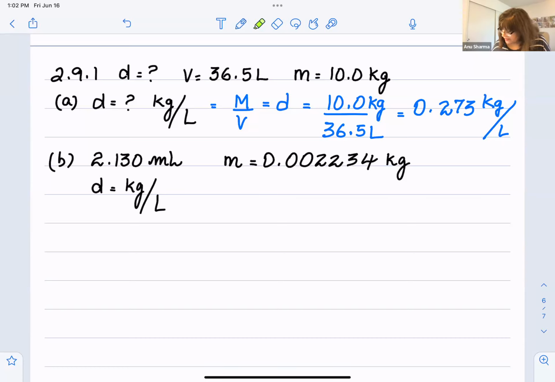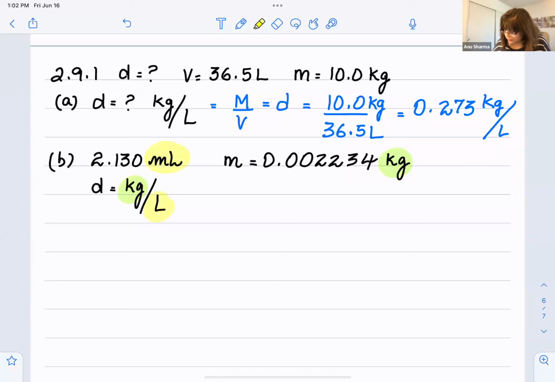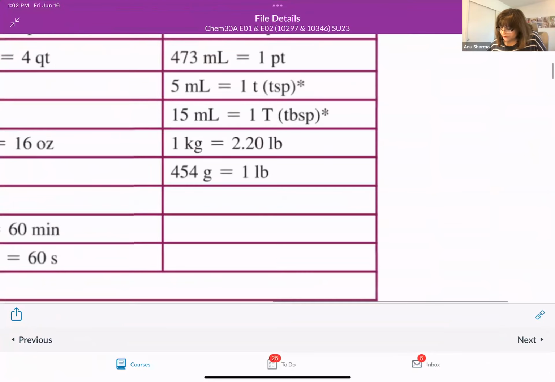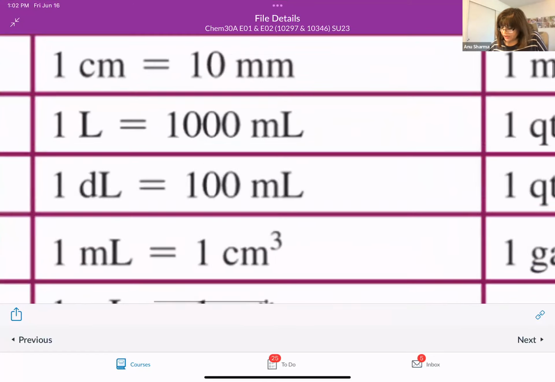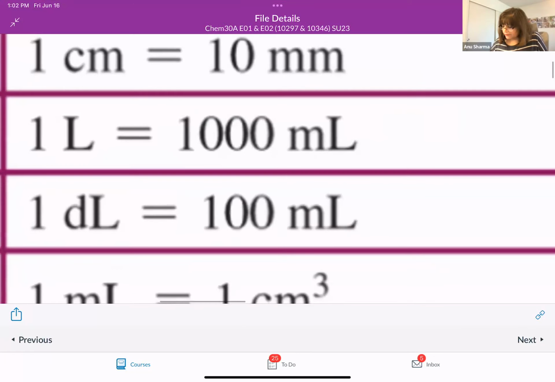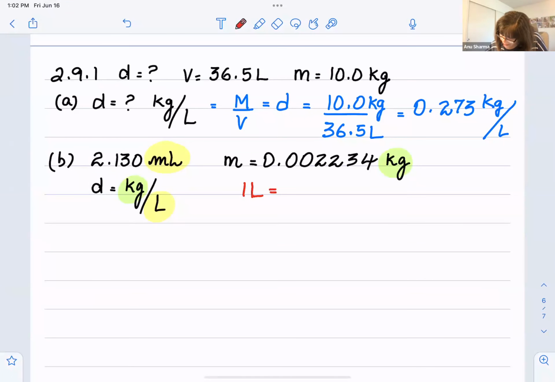So we see here that we are okay with the kilograms, but we need to change the milliliters to liters. How are we going to do that? From the units, you can look at a table. You will always be using the reference, in case after some time you don't remember. So 1 liter is 1000 milliliters. You can get that from the table.